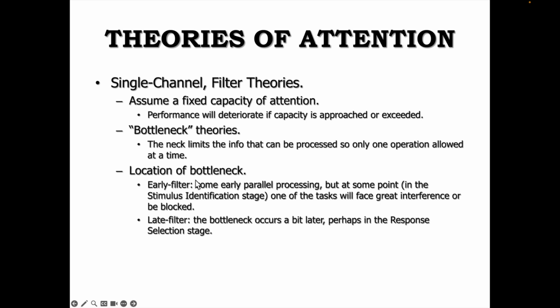Now, where this bottleneck occurs depends on the theory. Some think that the bottleneck occurs early on, so there's an early bottleneck, meaning that while we're taking in all this stimuli, there's some early parallel processing, meaning we're taking in a bunch of different pieces of information at one time and going through it simultaneously. But at some point, often in the stimulus identification stage, one of the tasks we are trying to do will face greater interference or be blocked. The other location of the bottleneck might be a late filter or late bottleneck, typically occurring in the response selection stage.